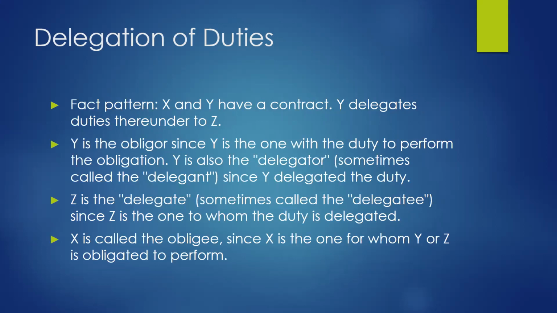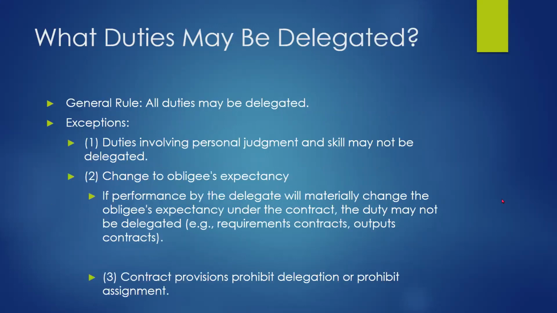What duties may be delegated? General rule: all duties may be delegated. Exceptions: 1. Duties involving personal judgment and skill may not be delegated. 2. Change to obligee's expectancy: if performance by the delegate will materially change the obligee's expectancy under the contract, the duty may not be delegated, e.g., requirement contracts, outputs contracts. 3. Contract provisions prohibit delegation or prohibit assignment.